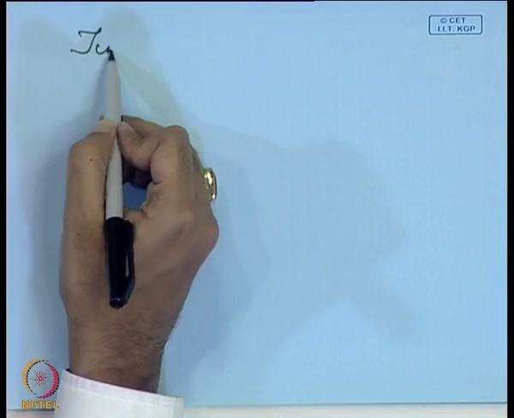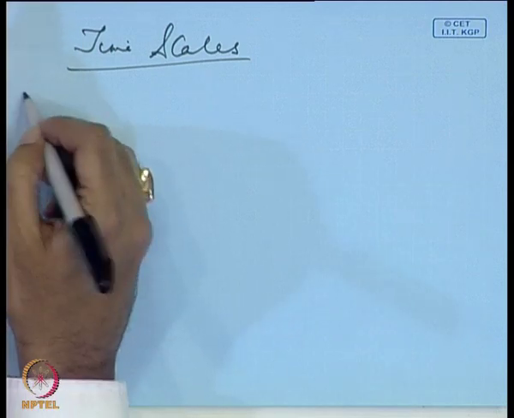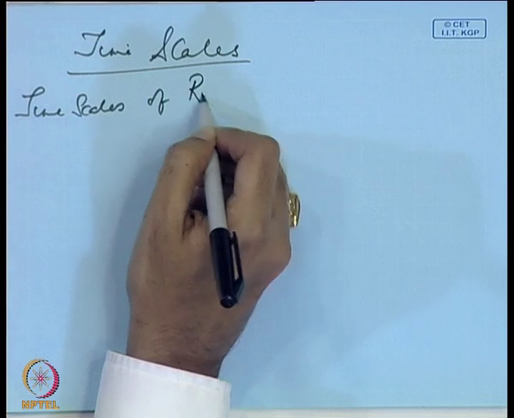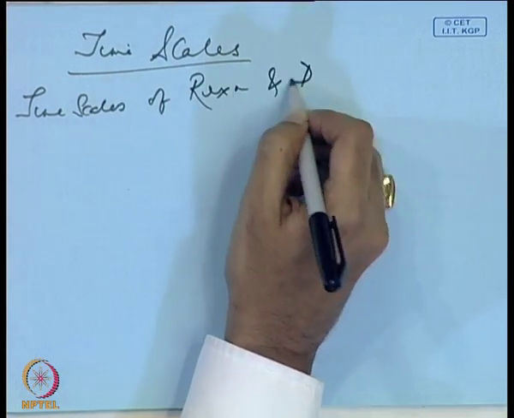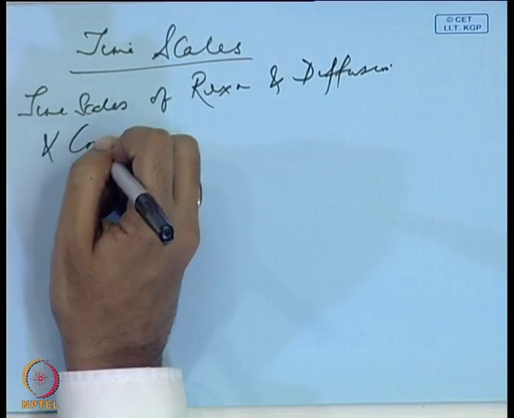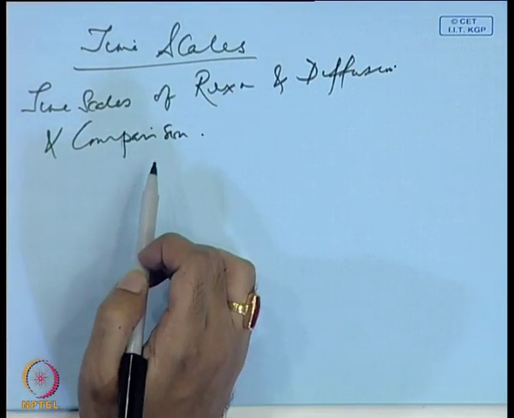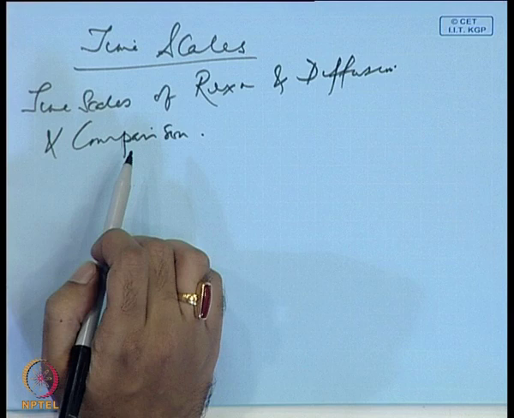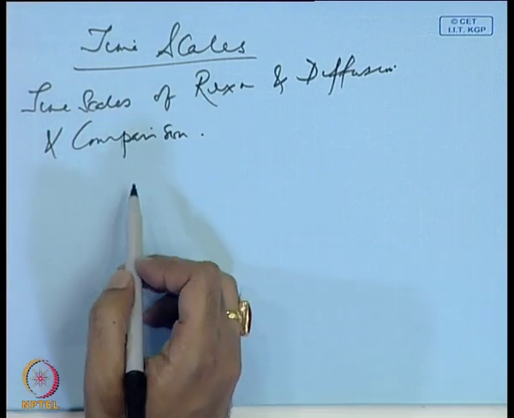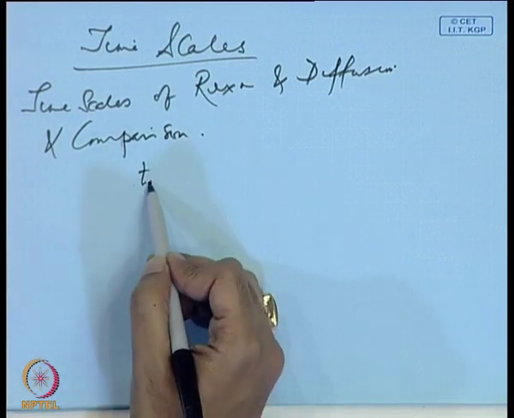Okay. So, time scales of reaction and diffusion, and comparison. So, comparing the time scales of reaction and diffusion, and obtaining the time scales. If I give you a first order reaction, for example, what would be the time scale? The TR, let us call it.